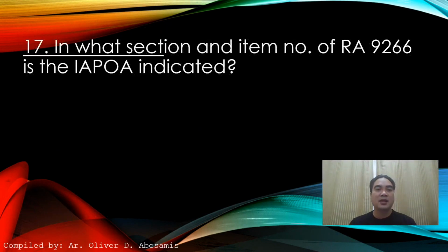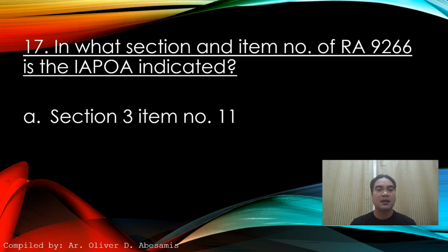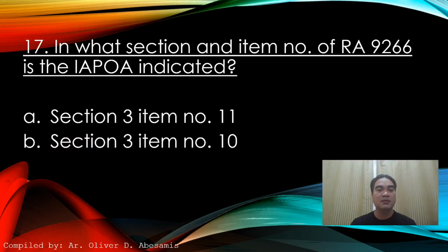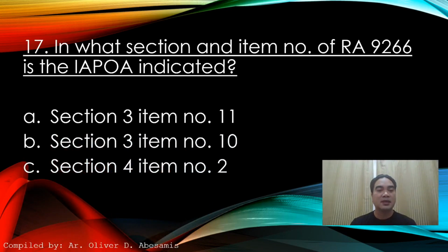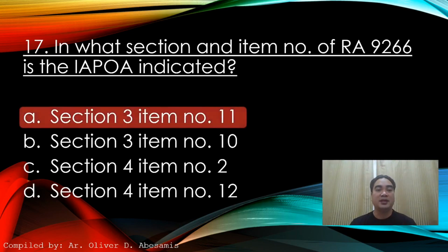17. In what section and item number of RA 9266 is the IAPOA indicated? A. Section 3, item number 11. B. Section 3, item number 10. C. Section 4, item number 2. And D. Section 4, item number 12. Answer? A. Section 3, item number 11.